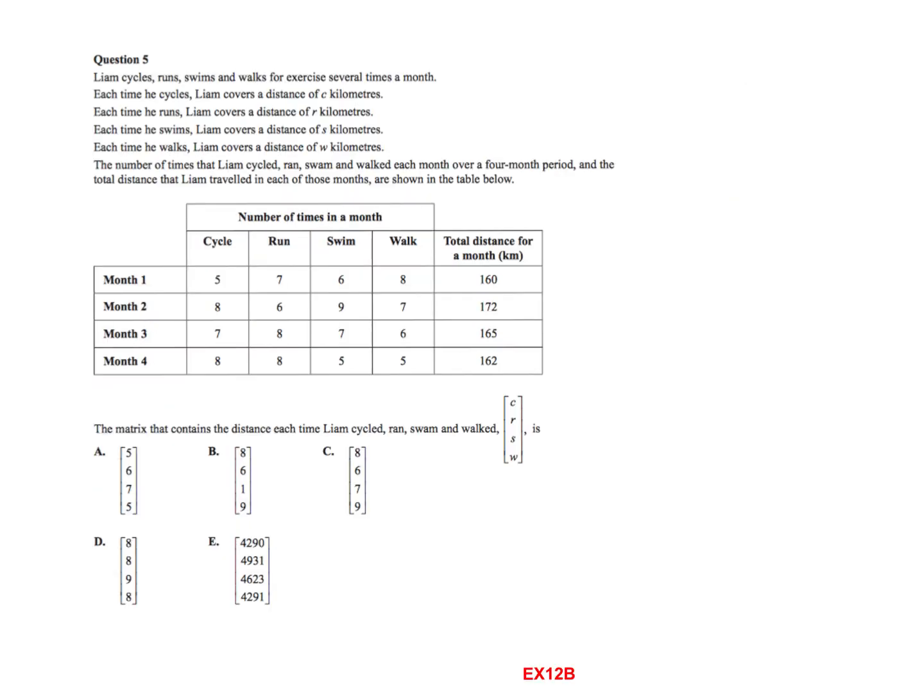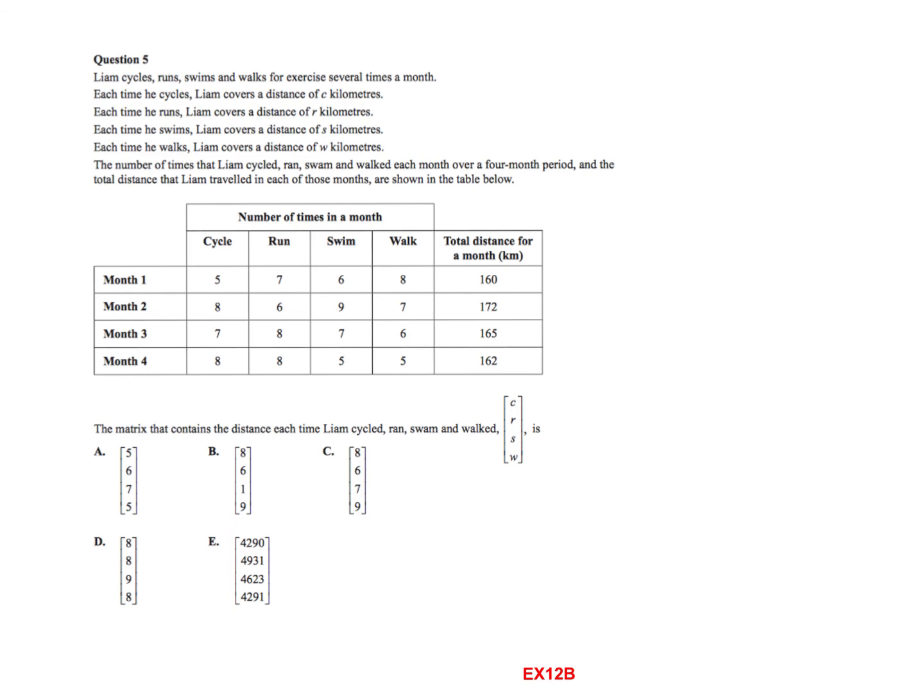Liam cycles, runs, swims and walks for exercise several times a month. Each time he cycles, he covers a distance of C kilometres. Each time he runs, he covers R kilometres, swims S kilometres, and walks W kilometres. The number of times he cycled, ran, swam, or walked each month over a 4-month period, and the total distance he travelled is given in the table below. The matrix that contains the distance each time Liam cycled, ran and walked is that.